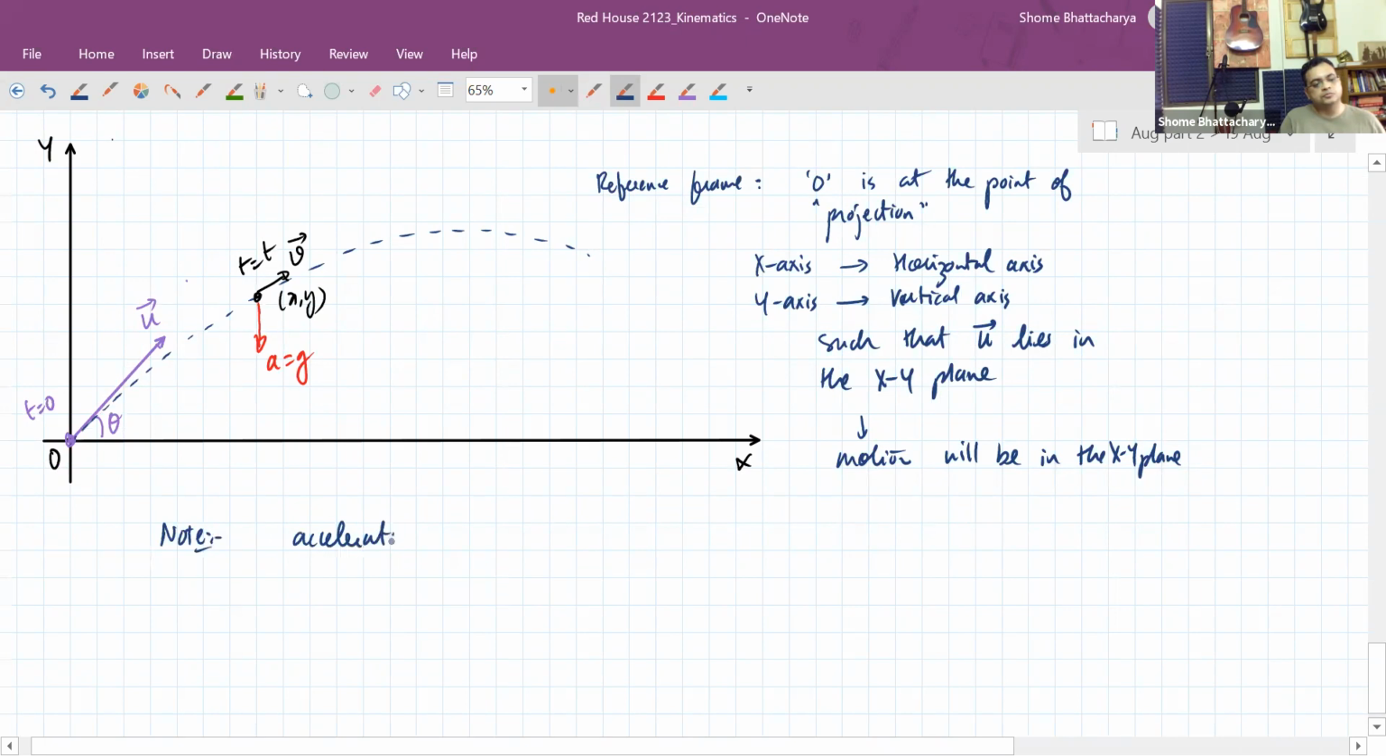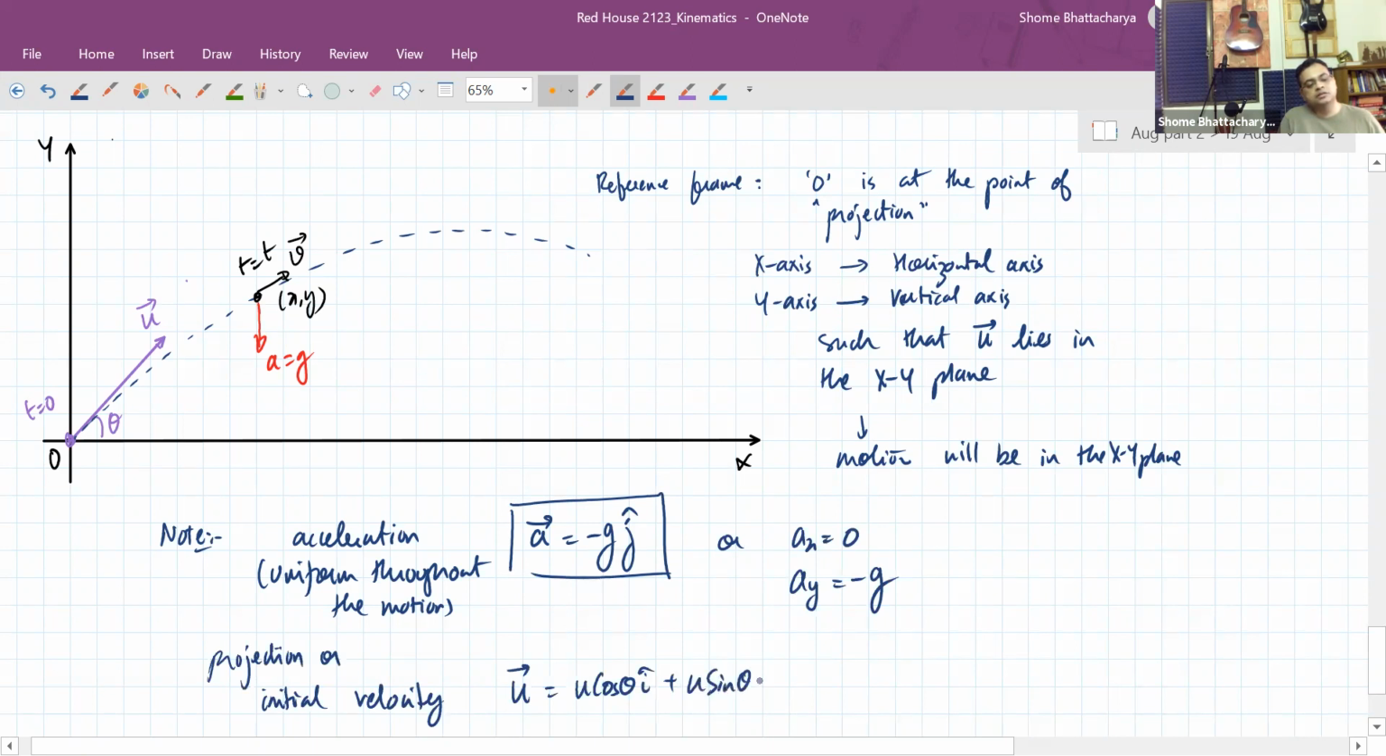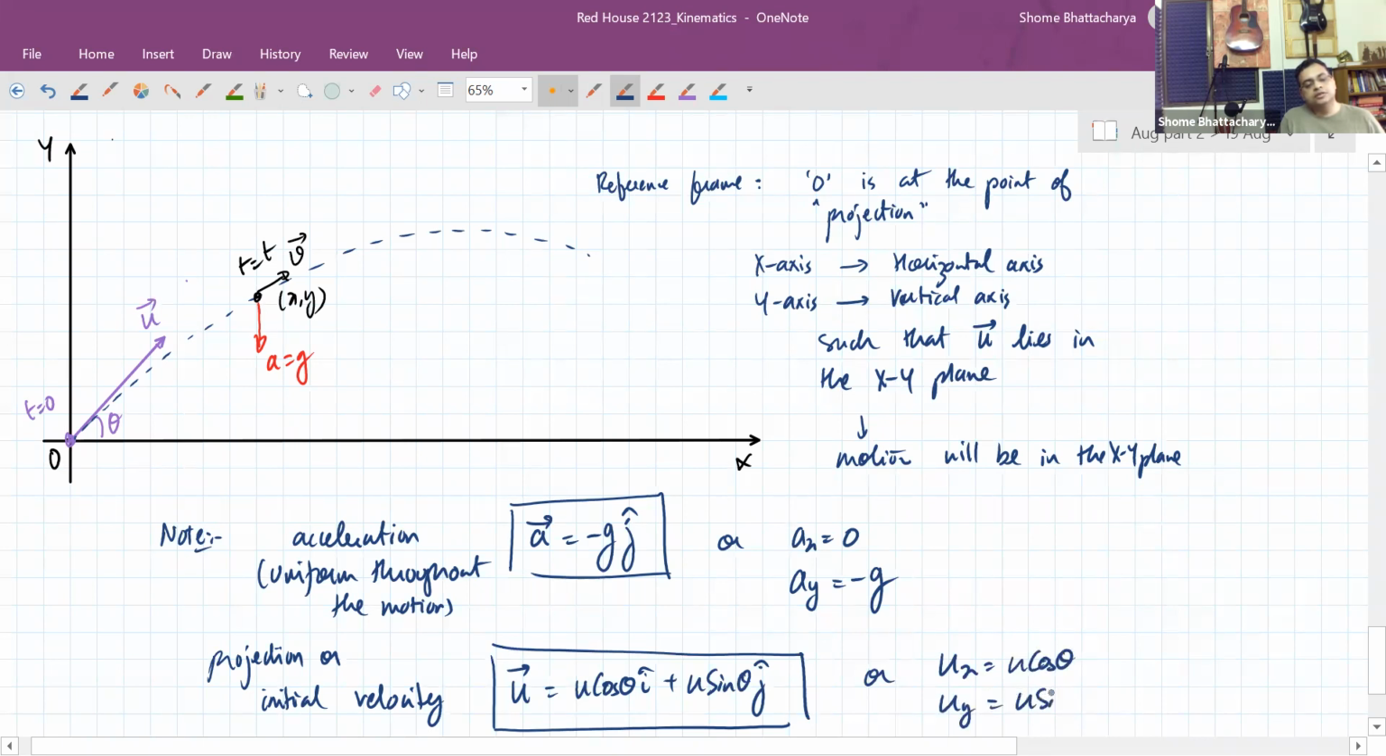The acceleration, which is uniform throughout the motion because of the assumption we've seen before that only gravity is acting on it, in vector form will be minus g j cap. This emphasizes that there is no x component of acceleration, and the y component is minus g because I've taken the y-axis upwards. The initial velocity, or the projection velocity, in component form becomes u cos theta i cap plus u sin theta j cap. That is, u's x component is u cos theta and u's y component is u sin theta.